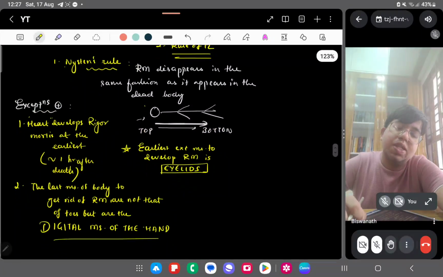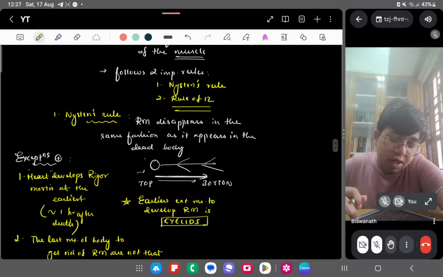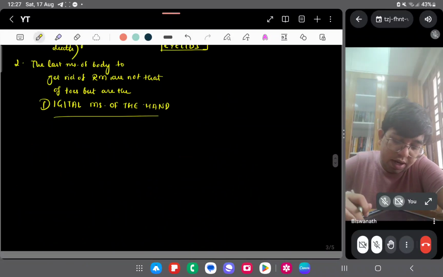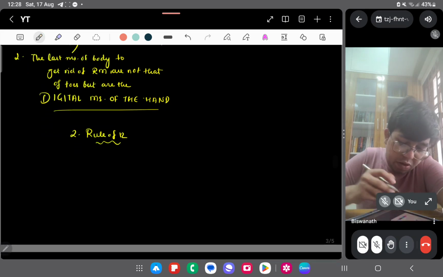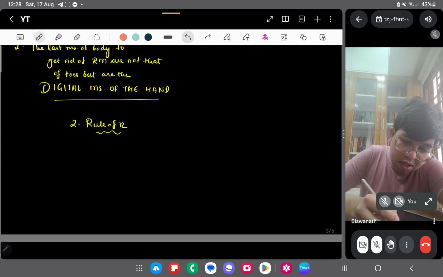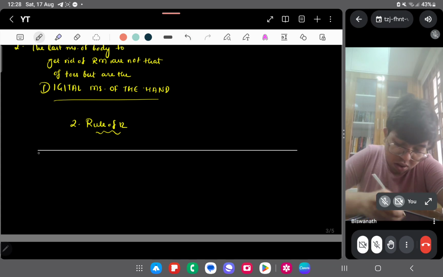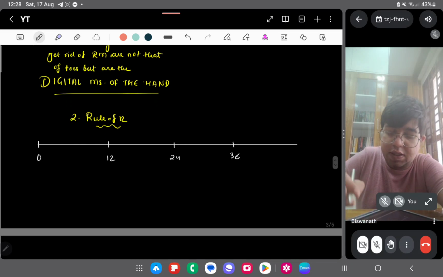So Nystag's rule is important. Its exceptions are even more important. That's about Nystag's rule. Let's talk now about the rule of 12. So for the rule of 12, let's make a timeline like this: 0, 12, 24, 36.